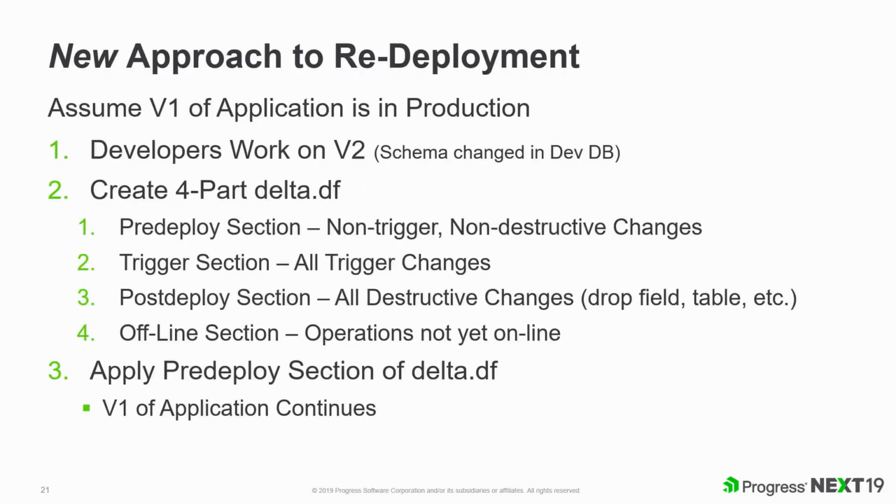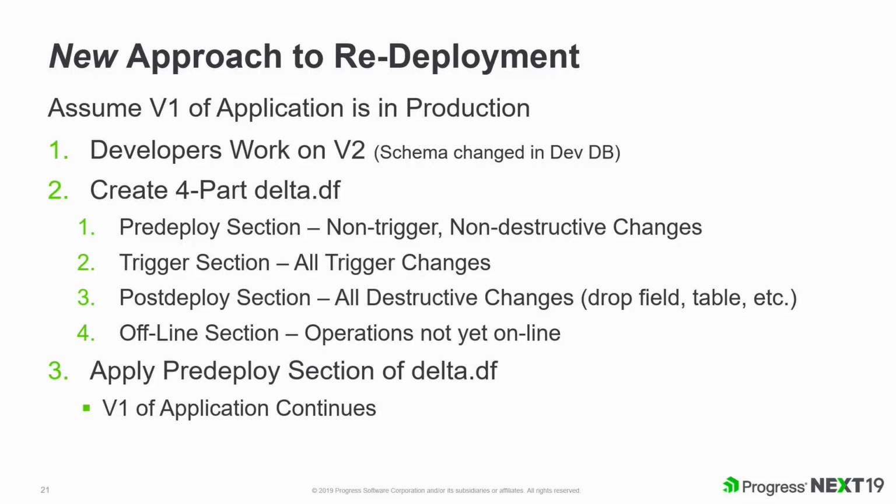And so this is the proposed new approach that we have planned. Again, assume version 1 of the application's in production. Developers work on version 2. They make schema changes, and then instead of creating a delta DF file in its current form, a single thing, it'll be a 4-part delta.